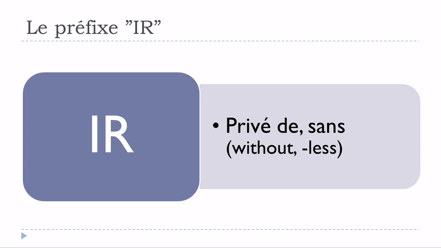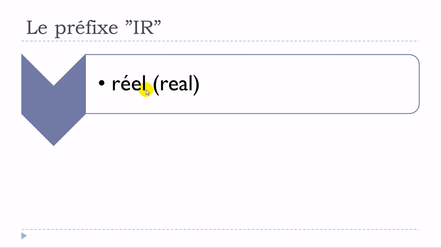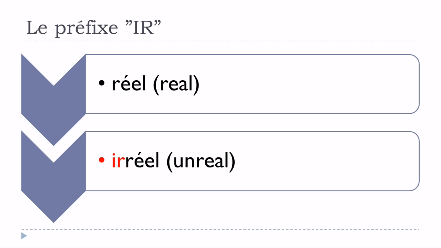The first one is réel. Okay, réel, and then, as I said, you just add this IR, and then after that you put your réel again, and you will get irréel. Okay? Réel and then irréel.